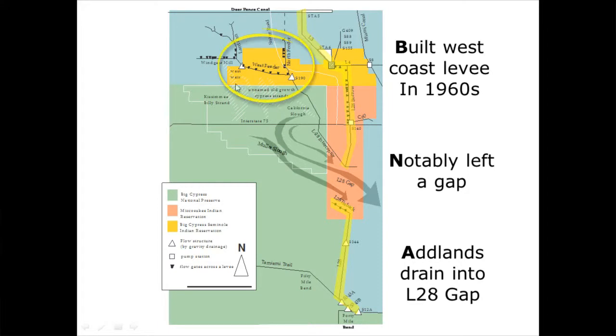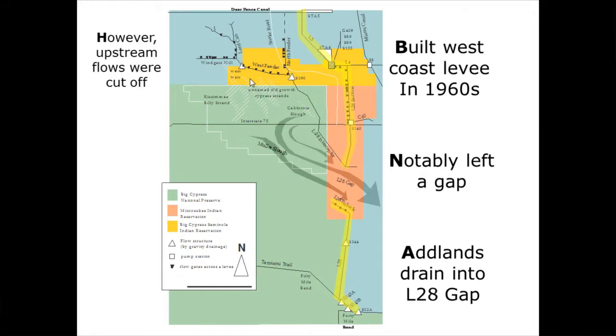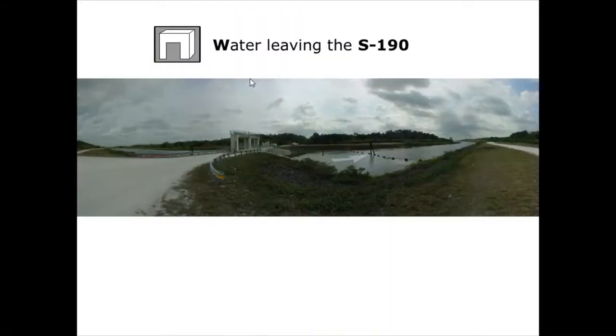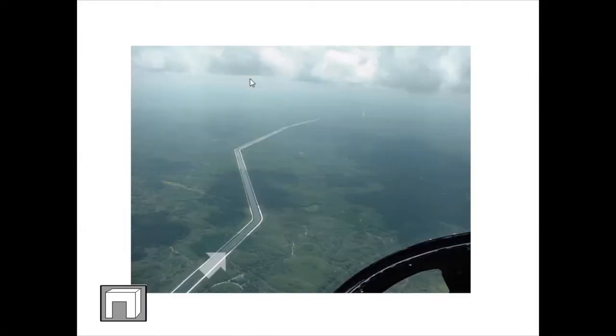However, the upstream flows were cut off as part of the L28 interceptor and West Feeder Canal. And those waters were diverted through the S190. And here's the S190 as seen on the ground. To the south is to the right here. So water from the West Feeder to the north, the left, flows through the S190, and then it flows on downstream for 18 miles. It flows right through Big Cypress National Preserve.